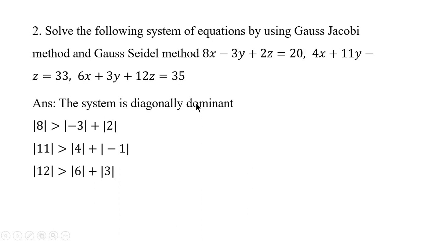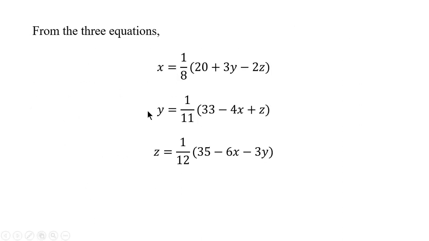Problem 2. Solve the system of equations by using both the methods, Gauss-Jacobi as well as Gauss-Seidel method. First let us confirm whether they are diagonally dominant. After checking the conditions, they are diagonally dominant. Therefore, write x from the first equation, y from the second equation and z from the third equation.